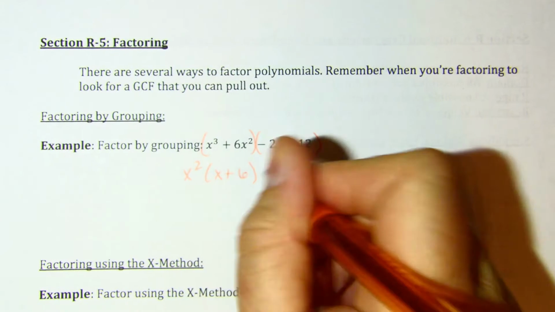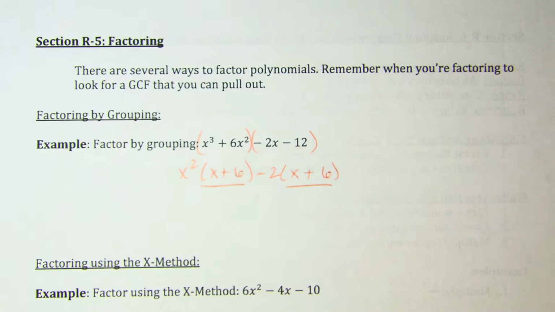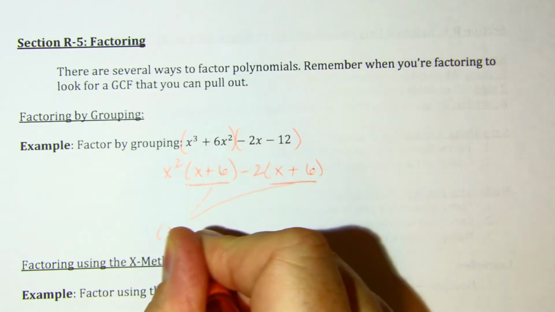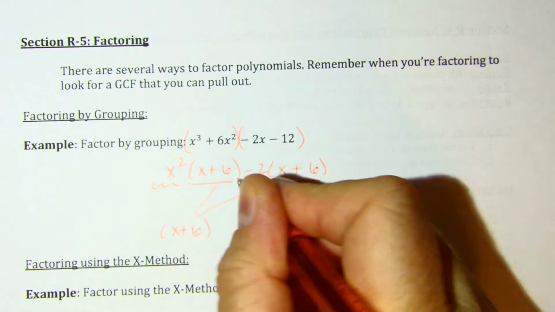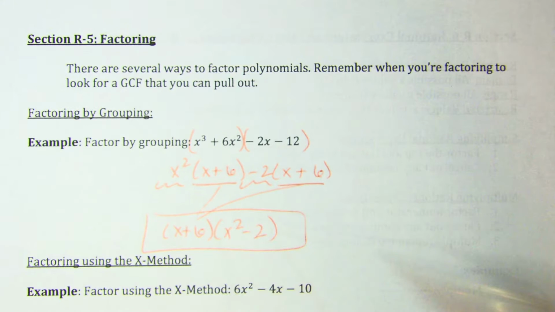The GCF here is negative 2. And what we want is for these two to be the same. And we're going to pull those out front. We have x plus 6, and what's left is x squared minus 2. And that's factoring by grouping.